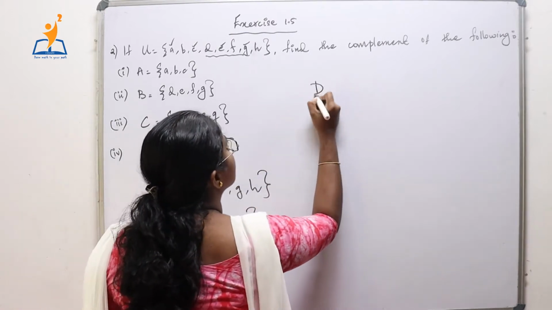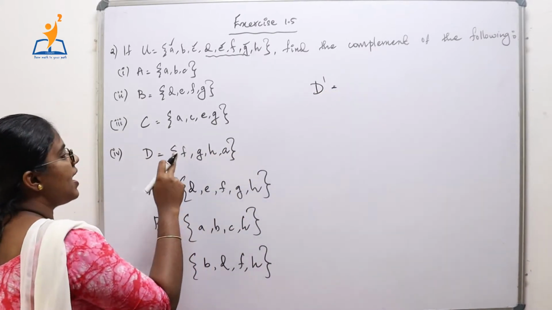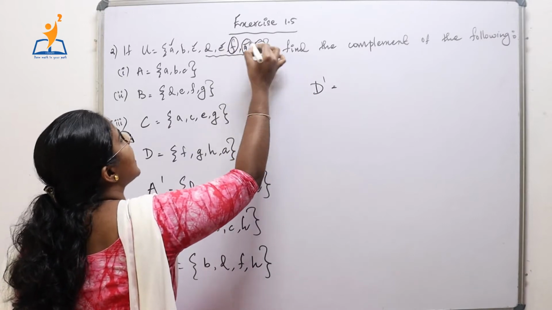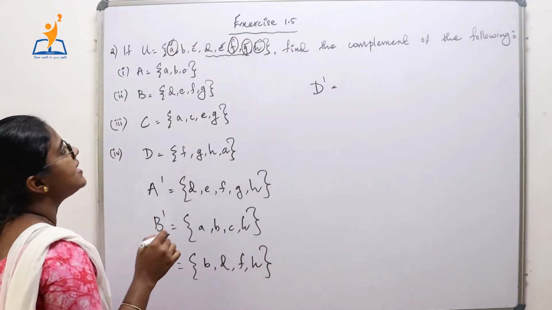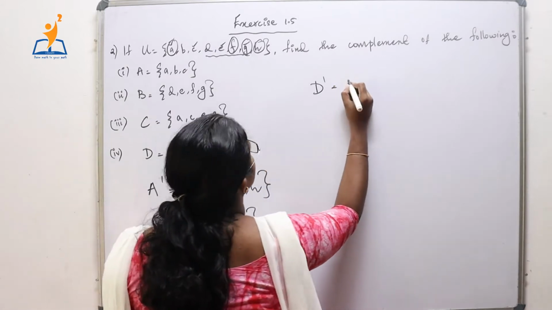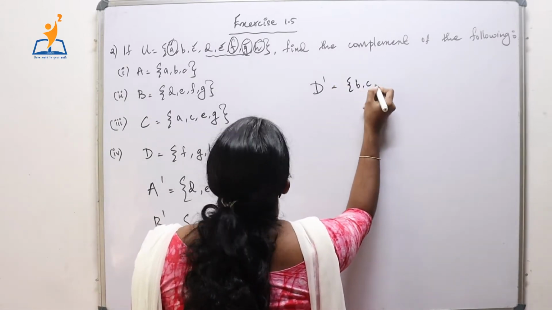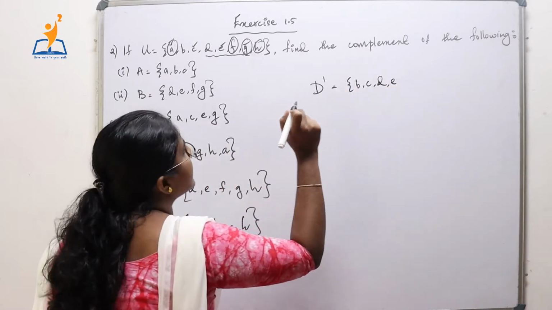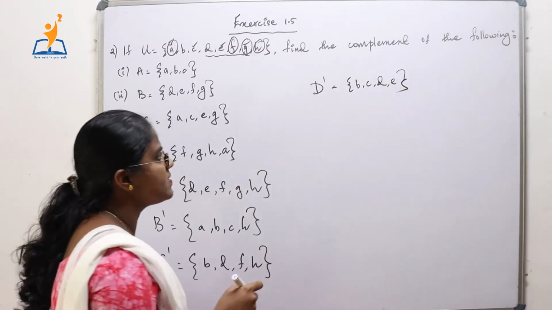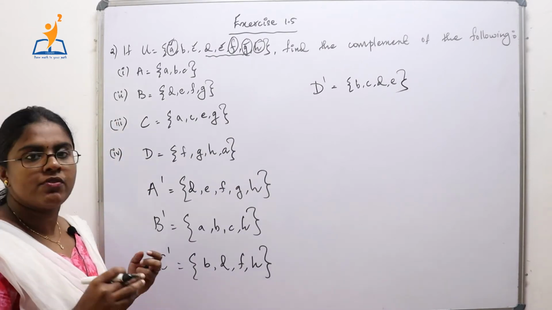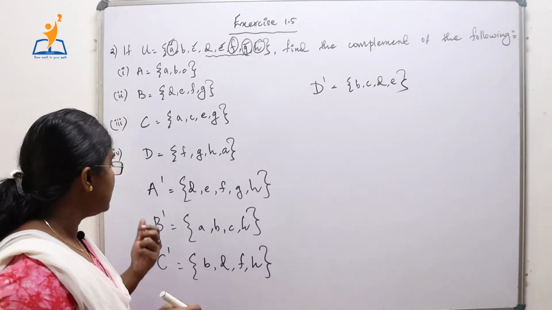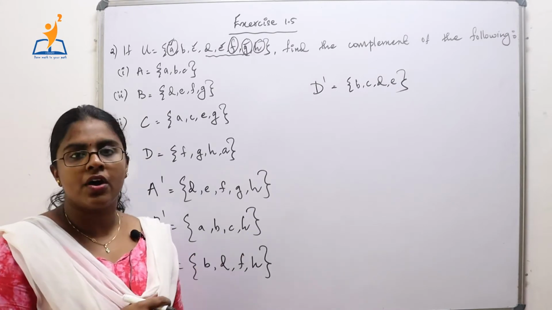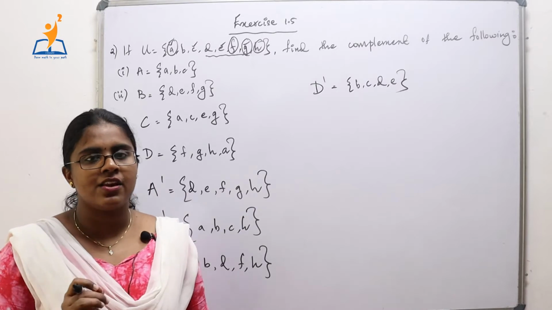Now we want to find D complement. In D we have F, G, H, A. So we are deleting those elements and the remaining elements are B, C, D, E. That's it. B, C, D, E are the remaining elements. So we were asked to find A complement, B complement, C complement and D complement, and we have found all those sets, and that's the end of question number 2.